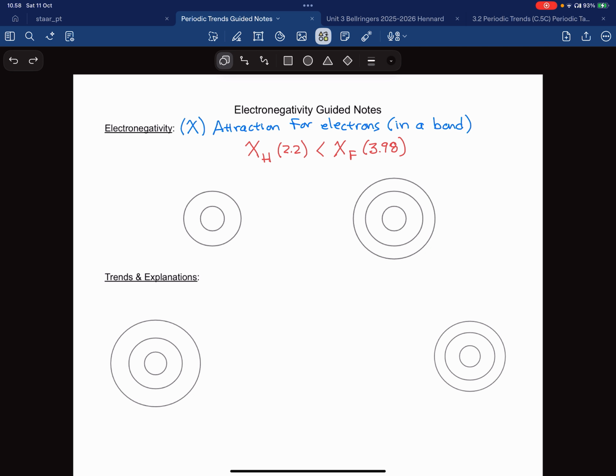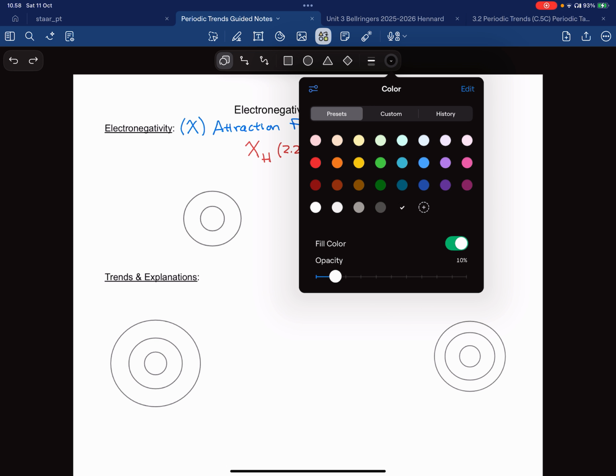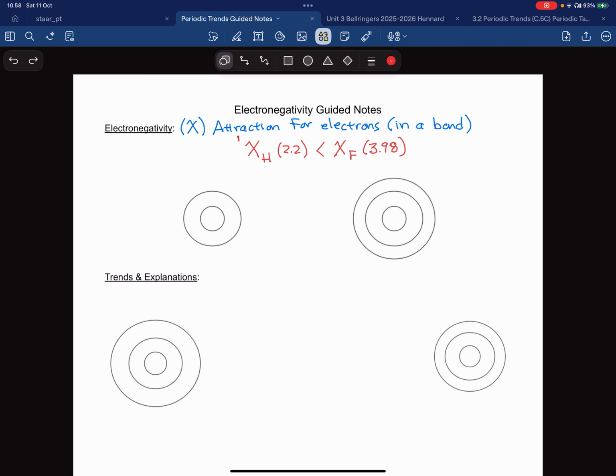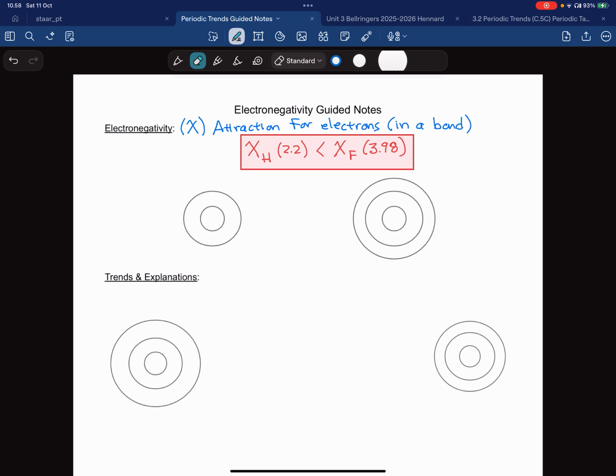Oops, I really don't want to do that. I want to do this to emphasize that. There we go. So, hydrogen is here, has one proton and one electron, and it has an electronegativity of only 2.2.